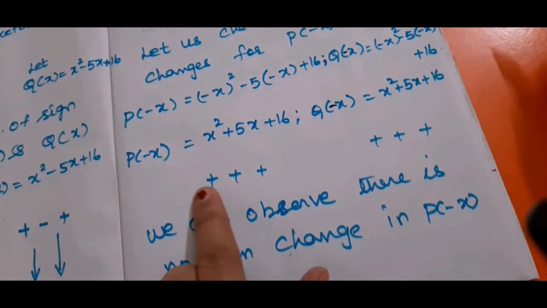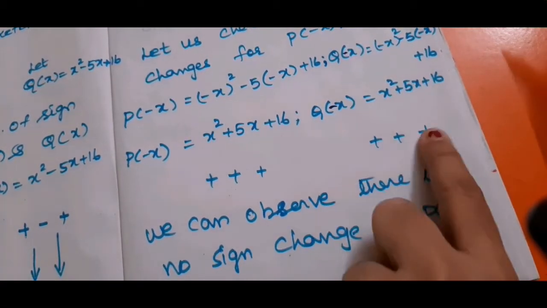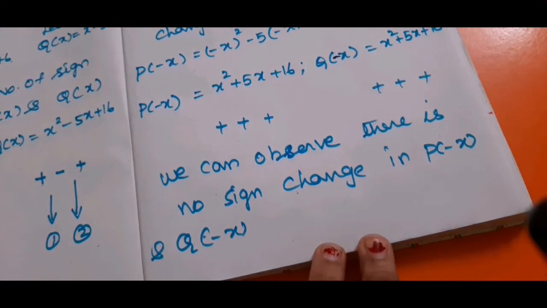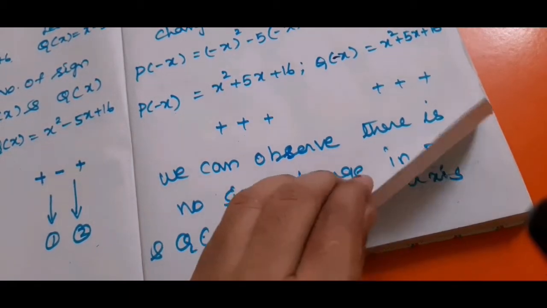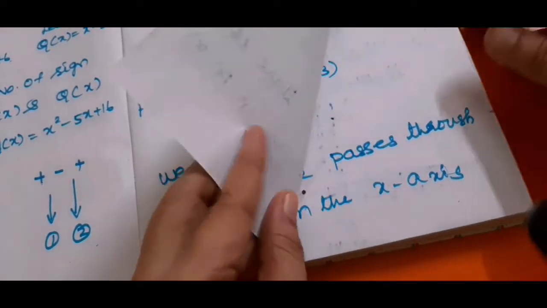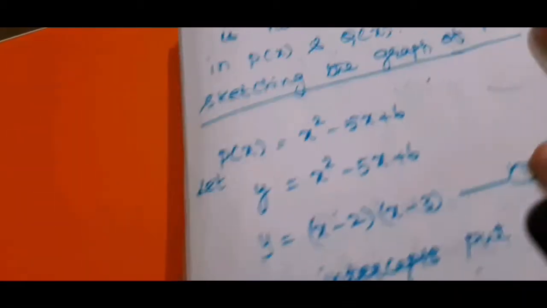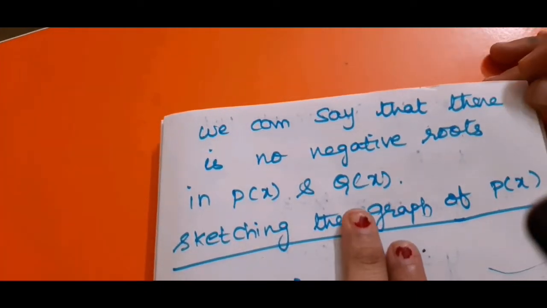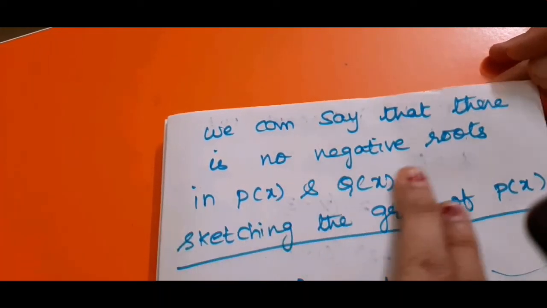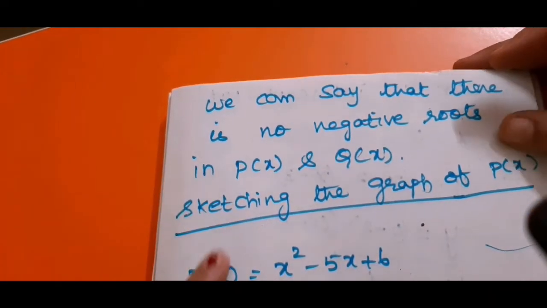We can observe here positive, positive, positive, positive, positive, positive. So there is no sign change in both P of minus x and Q of minus x. Therefore, we can conclude that there is no negative real root for P of x and Q of x.